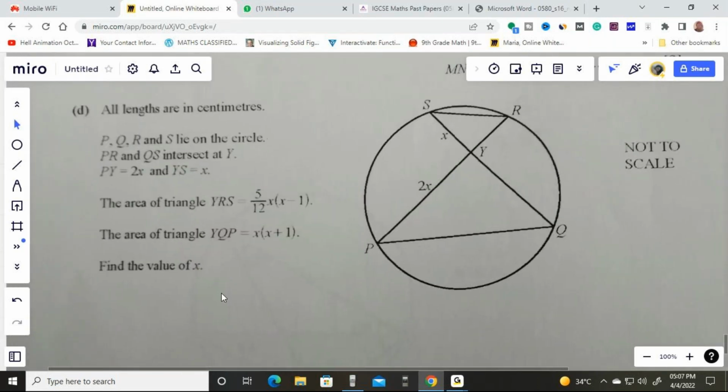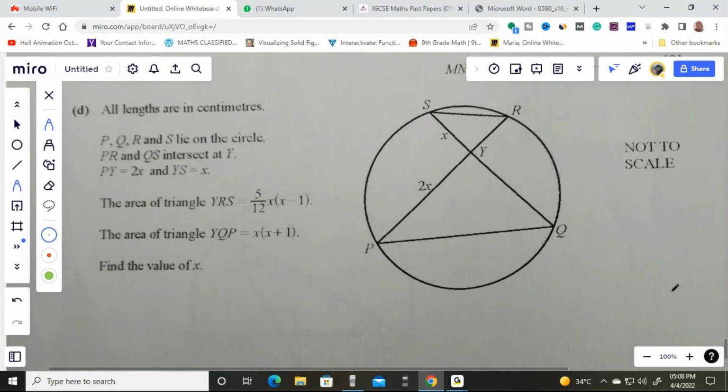Okay, maybe circle theorems might be involved. I don't know. So let's read this question. All the lengths are in centimeters. P, Q, R, S are lying on a circle. PR and QS intersect each other at Y. PY and YS values are given to us.